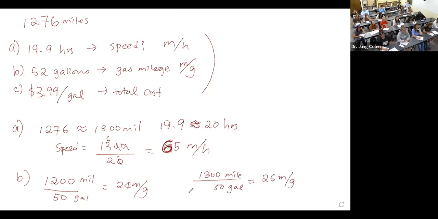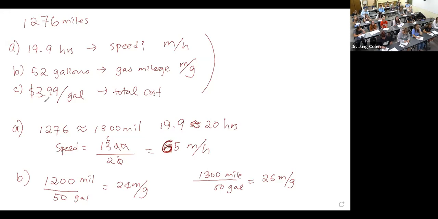26 miles per gallon. Which one's closer to the actual number, do you think? 26 or 24? And our number here is in between these two, right? So it could be in between 24 miles and 26 miles, but a little closer to 26 miles per gallon. We can think about that too, right? Okay, good. Any other idea? No? Okay, then let's go to C.